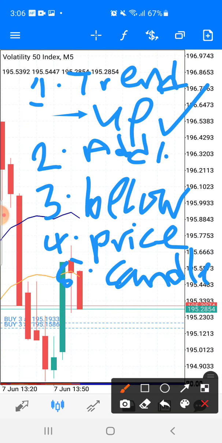All right, now we are having a pullback. So first thing, the trend. Second thing you have to check, that is if it's an uptrend or a downtrend.